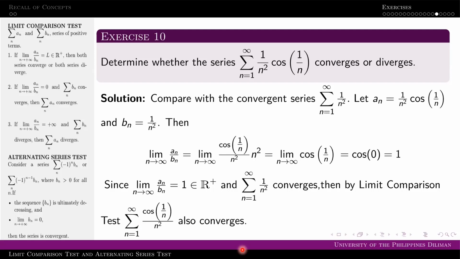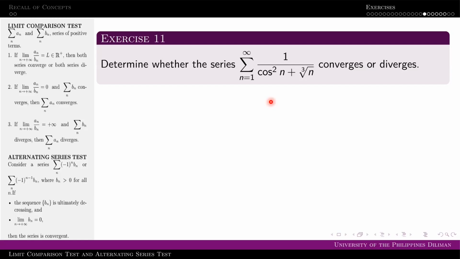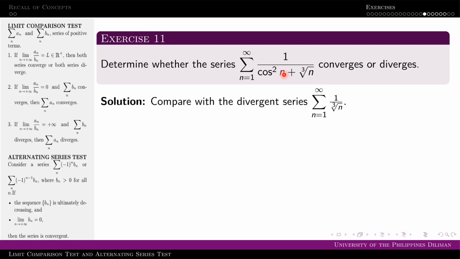Okay? So, on to the second to the last exercise na tayo, exercise 11, we are given the sum from 1 to infinity ni 1 over cosine squared n plus cube root ni n. Since this is not an alternating series, gagamitin natin yung limit comparison test. So, ano yung pipiliin nating series to compare? Well, hanapin natin siya sa an, no? Pwede natin sigurong gamitin tong 1 over cube root of n since alam natin yon ay isang divergent na p-series.